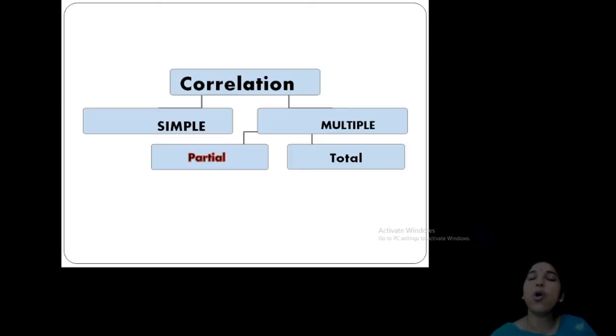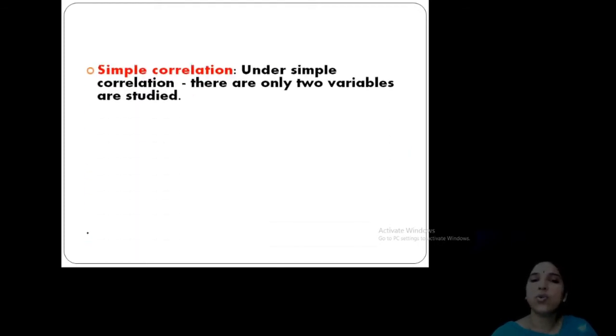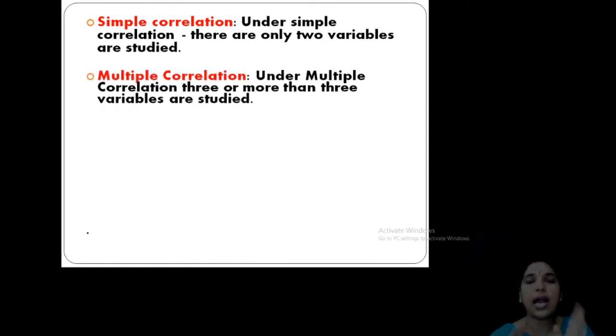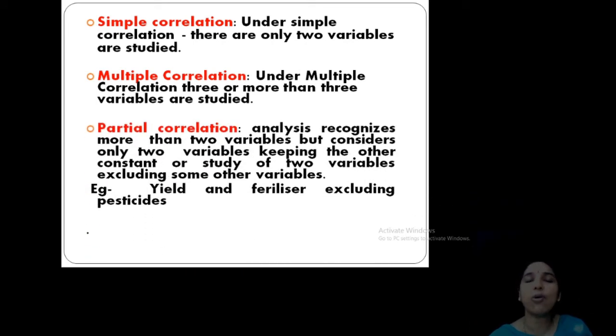Correlation is also classified into simple, multiple and partial. What is simple correlation? Under our study, when there are only two variables, that is simple correlation. When there are more than two variables under our study, that is multiple correlation. When we have more than two variables under our study, but we study two variables excluding the others, that is partial correlation. Yield and fertilizer excluding pesticide is an example.